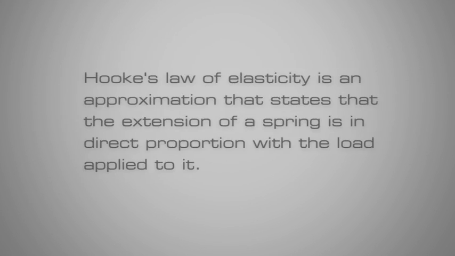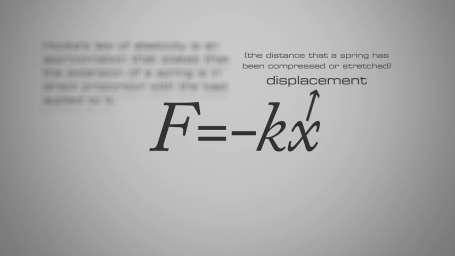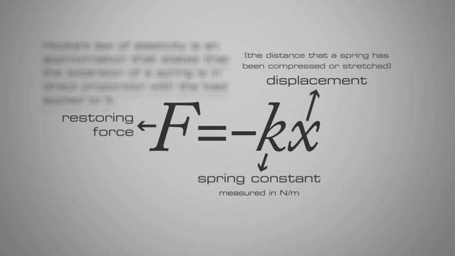In mechanics and physics, Hooke's law of elasticity is an approximation that states the extension of a spring is in direct proportion with the load applied to it. F equals negative kx, where x is the displacement of the spring end from its equilibrium position, F is the restoring force exerted by the spring on that end, and k is a constant called the rate or spring constant, measured in newtons per meter.